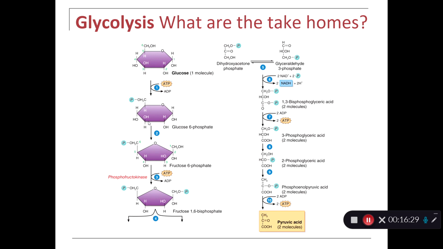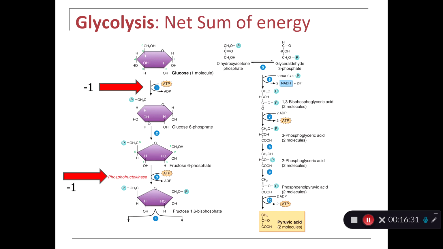But what really is the take-home message? Well, for starters, there's a net sum of energy. You only get so much out of glycolysis. In order to make this occur, you do have to dedicate 2 ATP molecules, but in return, you get an additional 4 ATP molecules. You get a net gain of 2 ATPs out of glycolysis for every glucose molecule.